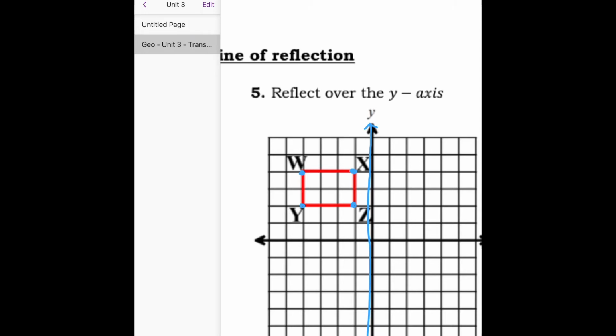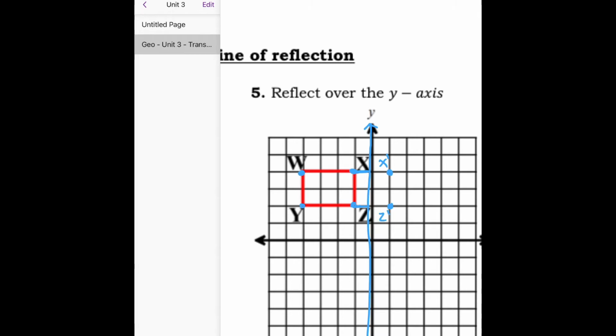So this point X is 1 away from the y-axis horizontally. It's going to the left on the y. So if I reflect it across the y, I need to go to the right one. Same with Z. That one is 1 away, so it's going to be 1 away on that other side. We'll call this X prime and Z prime.